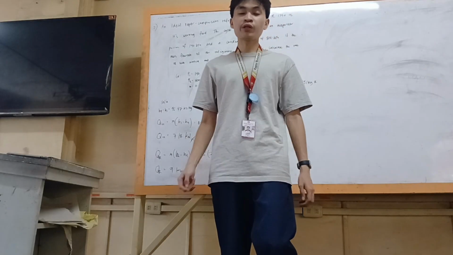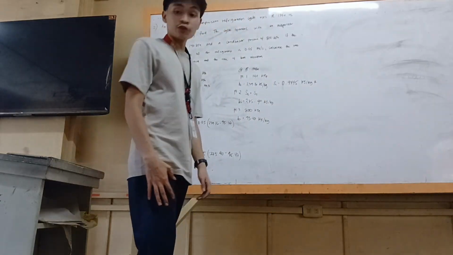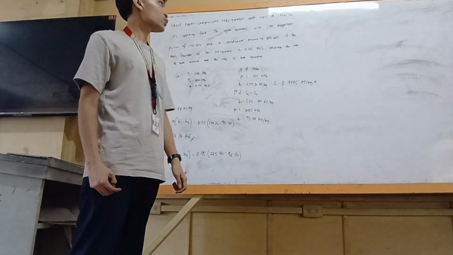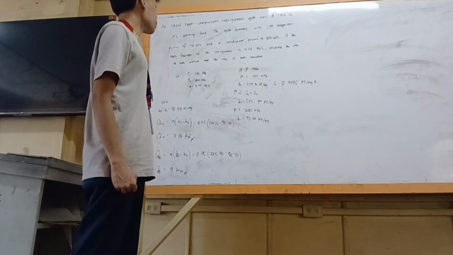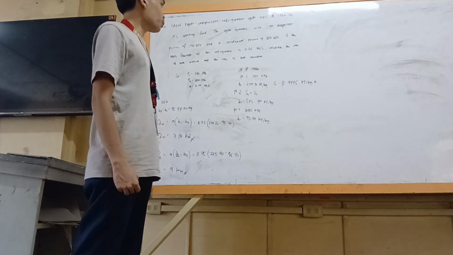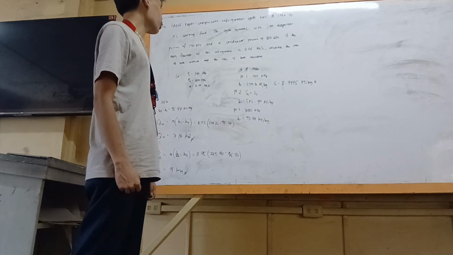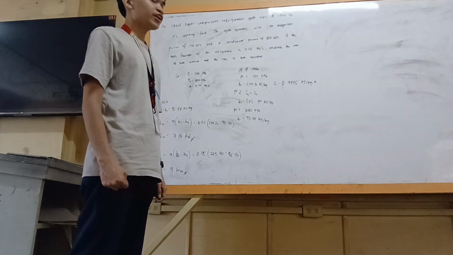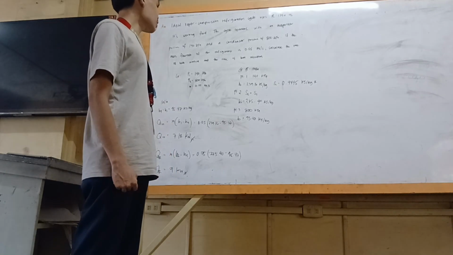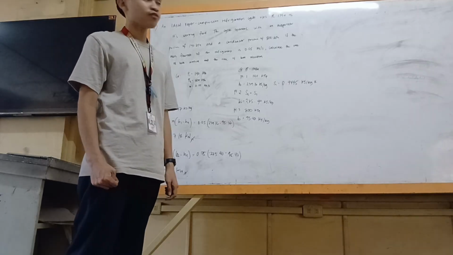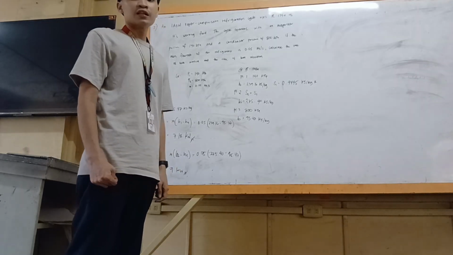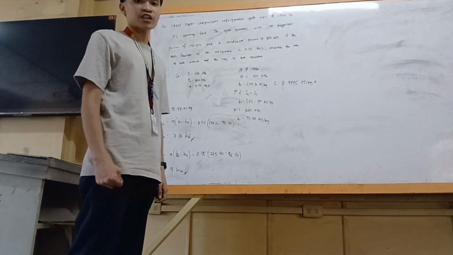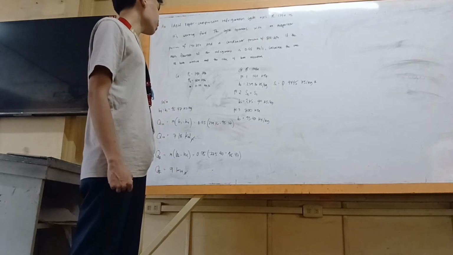Now we move on with number 2. For number 2, an ideal vapor compression refrigeration cycle uses R-134a as its working fluid. The cycle operates with an evaporator pressure of 140 kilopascal and a condenser pressure of 800 kilopascal. If the flow rate of the refrigerant is 0.05 kilograms per second, calculate the rate of heat removal and the rate of heat rejection. So first, we need to find the given.